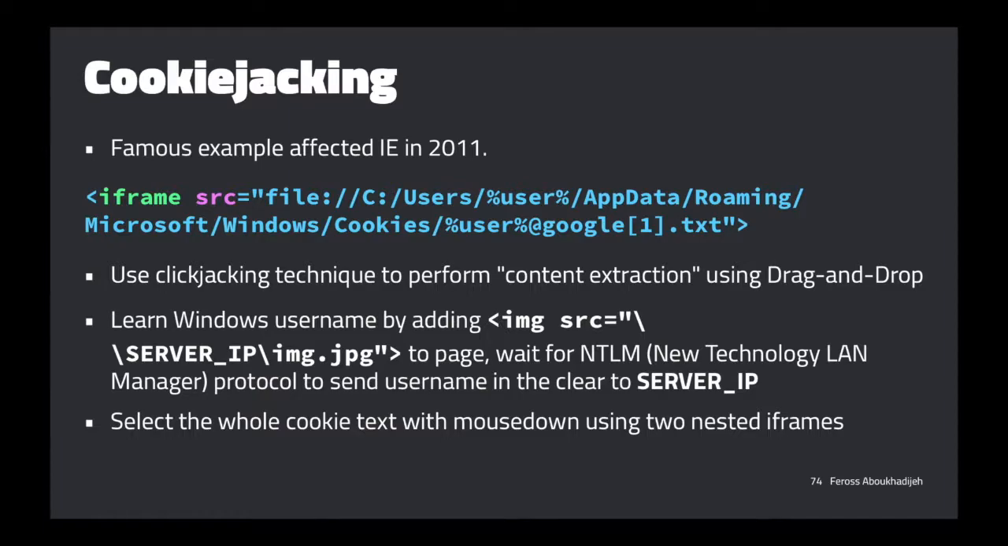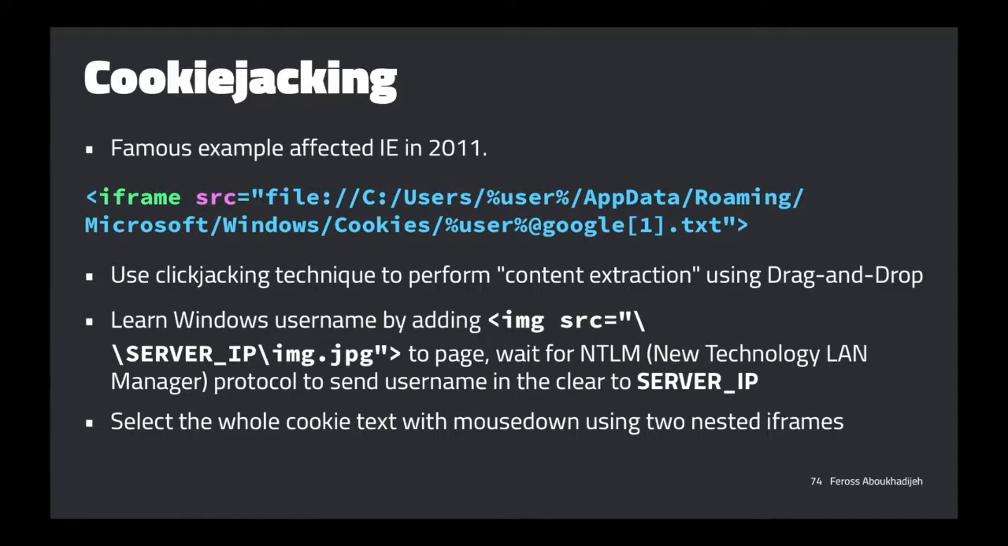You can iframe the URL to some cookie that you don't own. So in this case, the Google cookie for the user, if you know the URL to it. Now, one problem is you don't know the user's username, so you don't know what folder name to put in here, right? But what you can do is put an image and make the source be this particular URL, where you put in a server IP. Then Windows will think that it's a LAN connection, and it will send the username of the computer in plain text to that IP address.